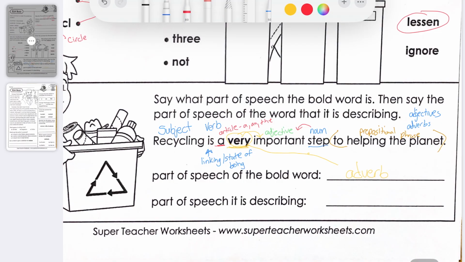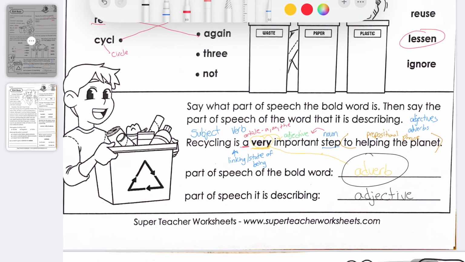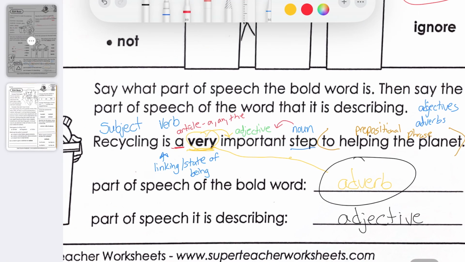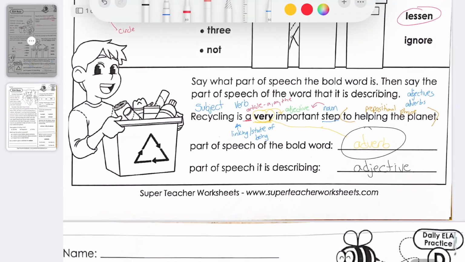Okay, so going back to this, so it's adverb. Part of speech of the bold word is an adverb, and the part of speech it is describing is an adjective. Adverbs describe adjectives. Adjective. All right. So I know I gave you a lot to think about, but I'm trying to teach you the different parts of a sentence.